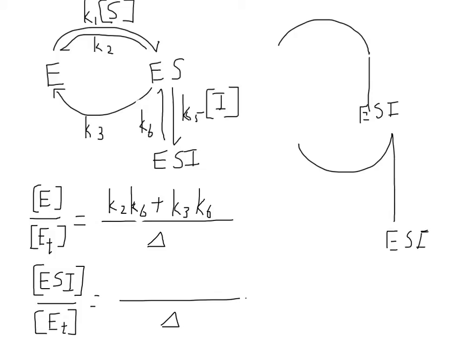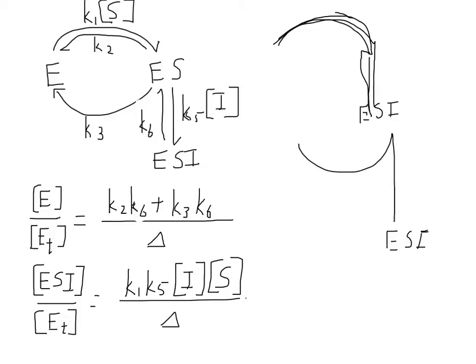And we can use the top pattern. We can go K1S times K5I. So K1, K5, S, or IS. It doesn't matter because we're multiplying everything together, but I like to keep the rate constants in increasing numerical order. So this was K1S, K5I, and that got us to the enzyme substrate complex using the upper pattern.